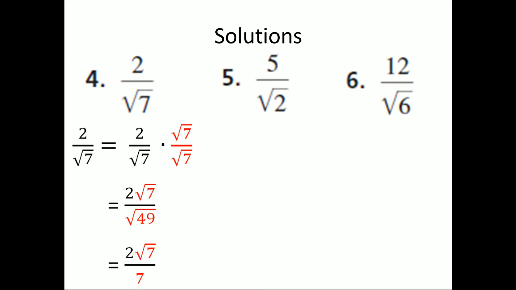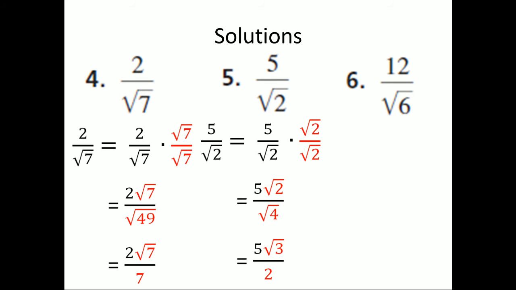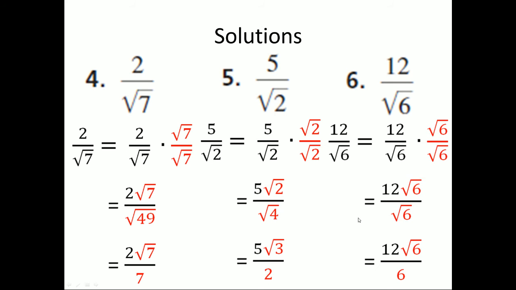5. I multiply the top and the bottom by square root of 2. The denominator, square root of 2 times square root of 2 becomes square root of 4. That is simplified into 2. So the answer is 5 square root... Ooh, this is wrong. This should be 5 square root 2 divided by 2. There was an error. I think I copied this over wrong. Alright, so again, it should be 5 square root 2 divided by 2. Alright, sorry for the error.